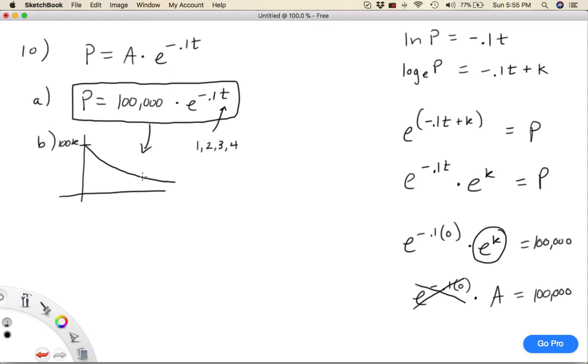Okay, and then find the purchasing power after 5 years. You just plug in t equals 5. So part C is going to be 100,000 times e to the negative 0.1 times 5, so that's negative 0.5. Okay, so we're looking at 60,653. So if you're looking at a 10% inflation rate, which is really high, your $100,000 would be worth something more like 60,600 in 5 years.